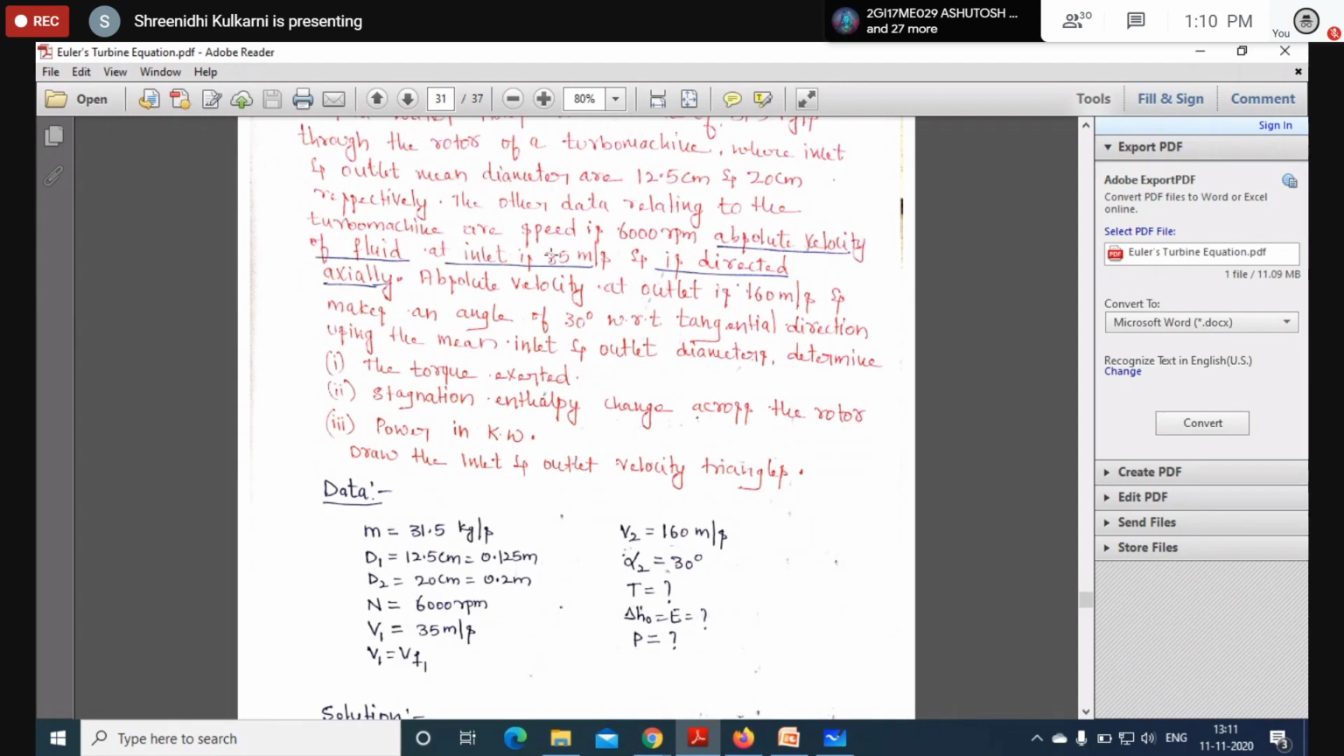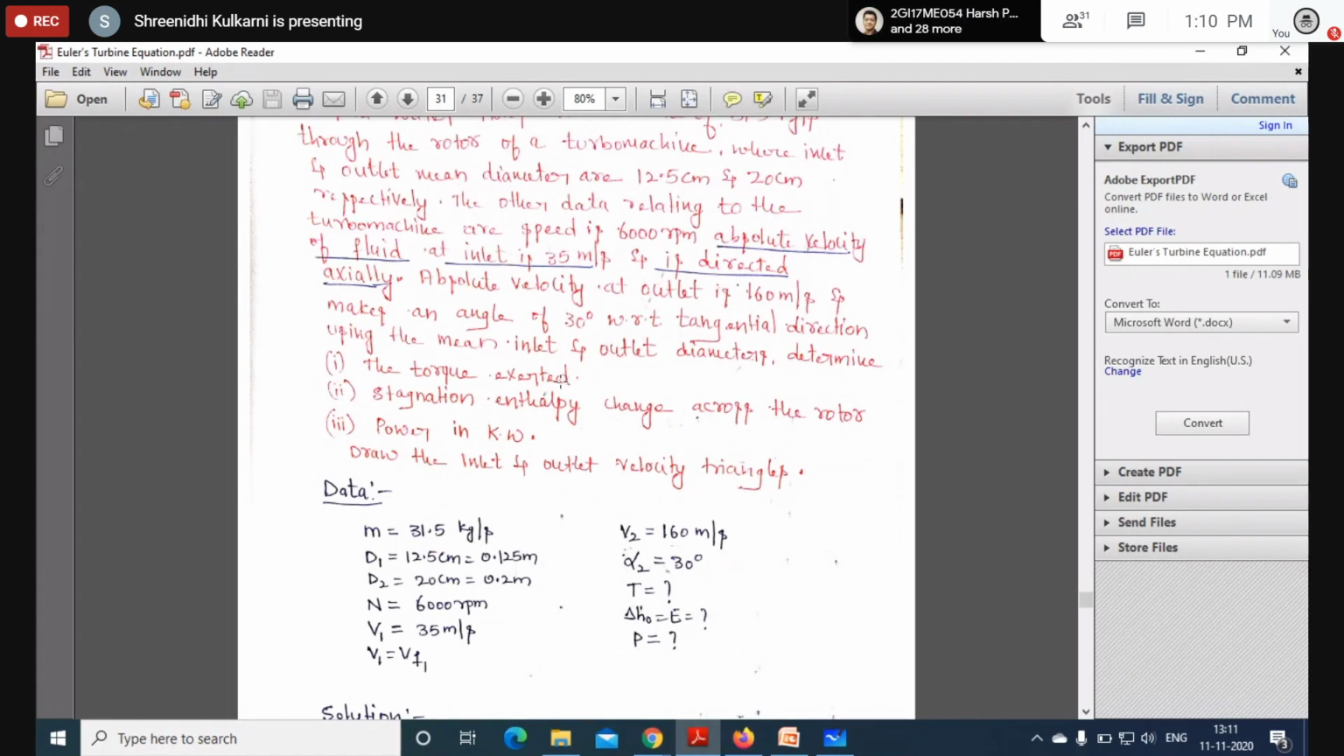Next, absolute velocity at outlet, V2, is 160 meter per second and makes an angle of 30 degree. So the outlet angle alpha 2 is 30 degree. We have to find out the torque, the enthalpy change, which is the energy, and the power in kilowatts.